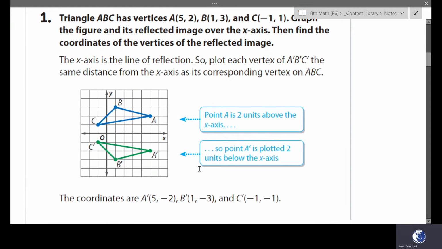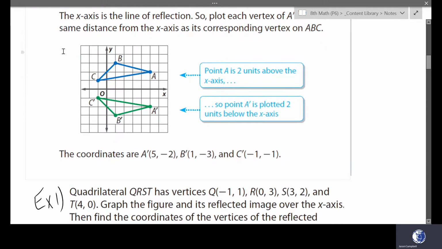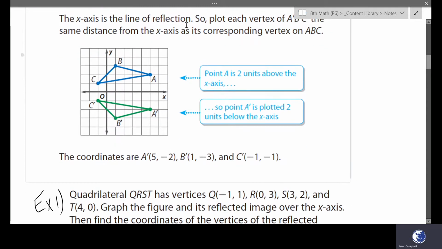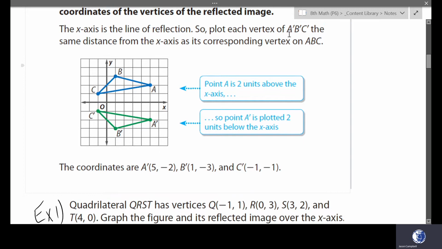In example 1, it says triangle ABC has vertices A, B, and C at these coordinates. Graph the figure and its reflected image over the x-axis, then find the coordinates of the vertices of the reflected image. The x-axis is the line of reflection, so plot each vertex A', B', C' the same distance from the x-axis as its corresponding vertex on A, B, C. The coordinates are A prime, B prime, and C prime with the new y values.